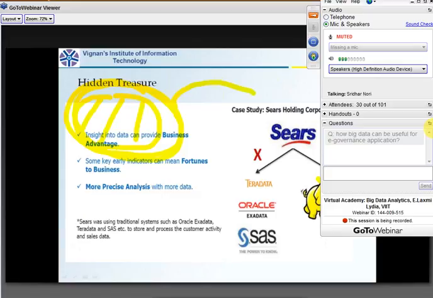How can big data be useful for e-governance applications? Oh, yeah. My God, it is a wonderful question. For e-governance, Hadoop plays a vital role, actually. Because if you take the example of Aadhaar, Aadhaar has generated so much good data. It has taken our image, our thumb image, and the eyelid information, all the information.